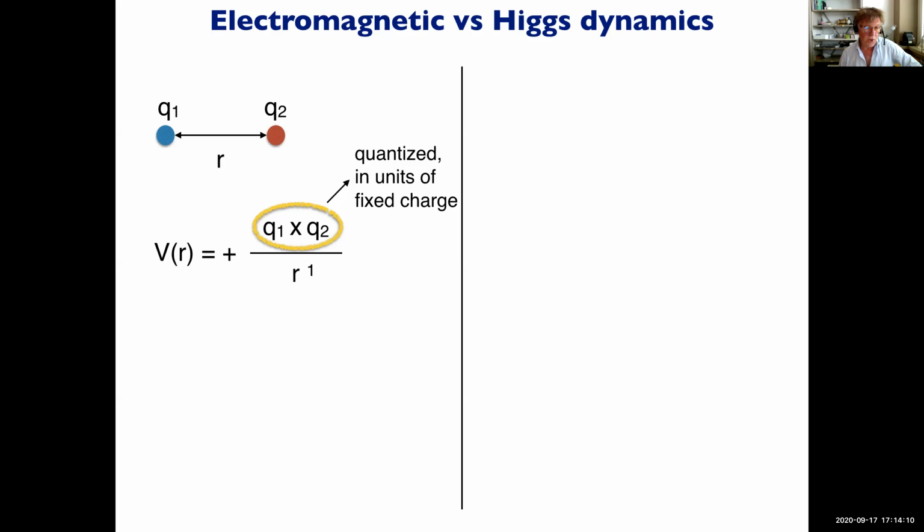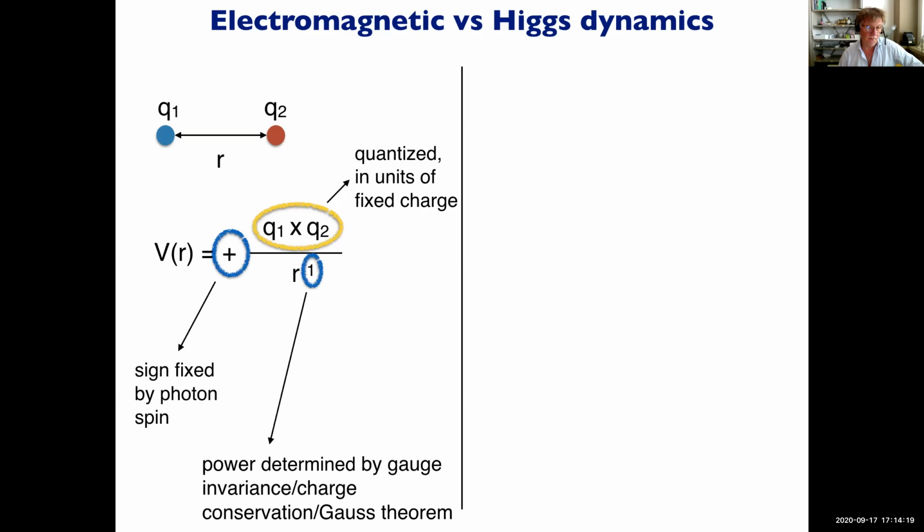So this is not something arbitrary; once you measure the charge, what charges are and their relative quantizations come out of something. The sign of a Coulomb potential is not arbitrary, it cannot be negative. It's positive and it's fixed by the photon spin. The power in the denominator in the power law is 1. And again, it cannot be 1.2 or 1.006. It's fixed by fundamental principles like gauge invariance, charge conservation, or the Gauss theorem.